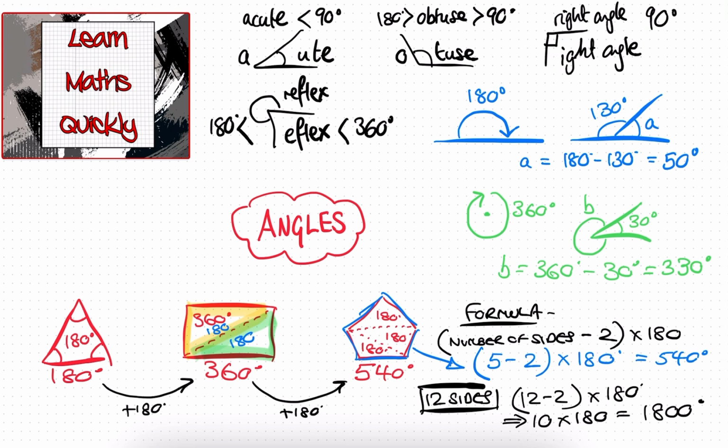Now that's useful because if they then come to asking you what one of those interior angles in that 12-sided shape is, well, you've got the total angles, which is 1,800, and you can divide it by however many sides you've got there. So 1,800 divided by 12.